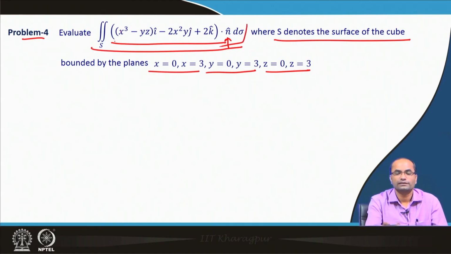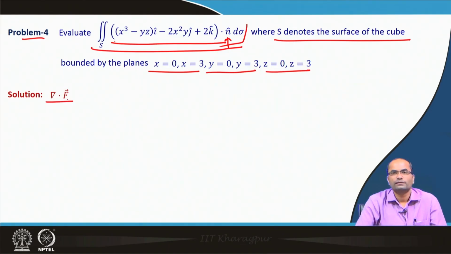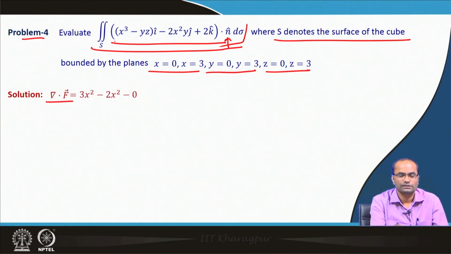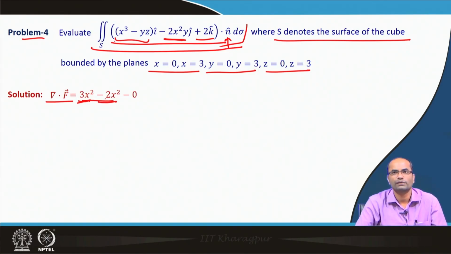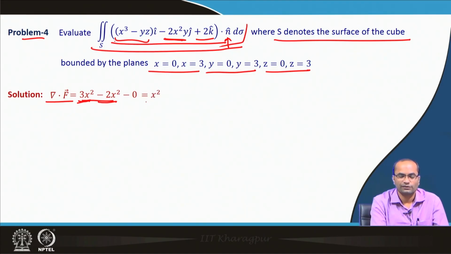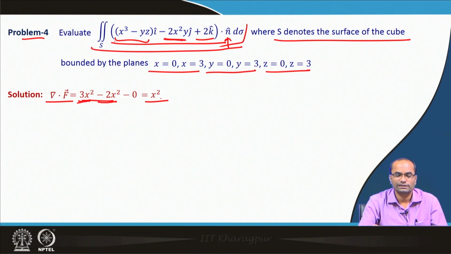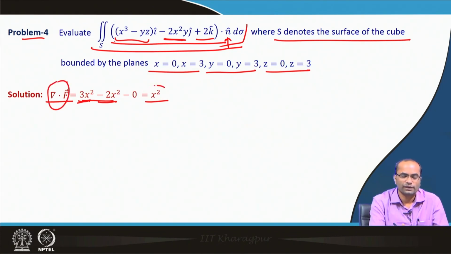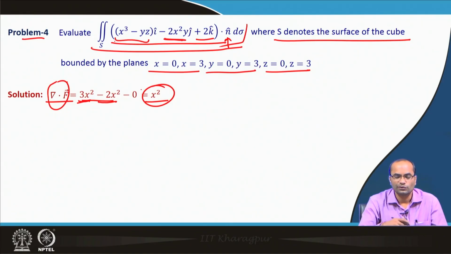Again, if we integrate this directly on S, this is going to be complicated. So, what we will do, we will use the divergence theorem. For that we need to get the divergence of this given vector field. What is the divergence? The partial derivative of this component with respect to x gives 3x square, then the partial derivative with respect to y gives minus 2x square, and the partial derivative with respect to z is 0. So, we have 3x square minus 2x square, and the value is just x square. This divergence x square is to be integrated over this cube.